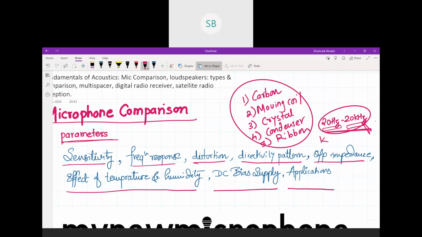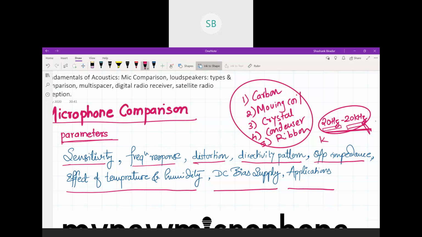Okay, and coming to the applications, the carbon type of microphone is used in telephones and portable handsets. Moving coil type microphone can be used for PA systems and so on. Crystal type of microphone can be used for home recording or mobile applications. Condenser type microphone is used for calibration as well as recording in the studio. And ribbon type of microphone can be used for dramas and studio recording.